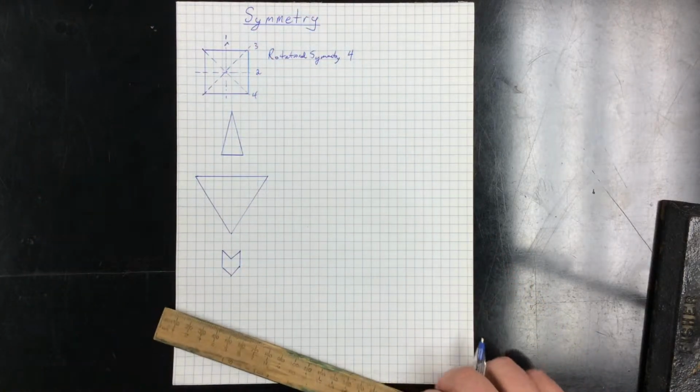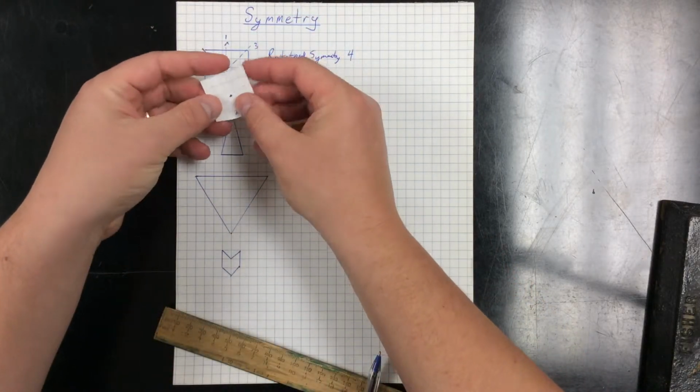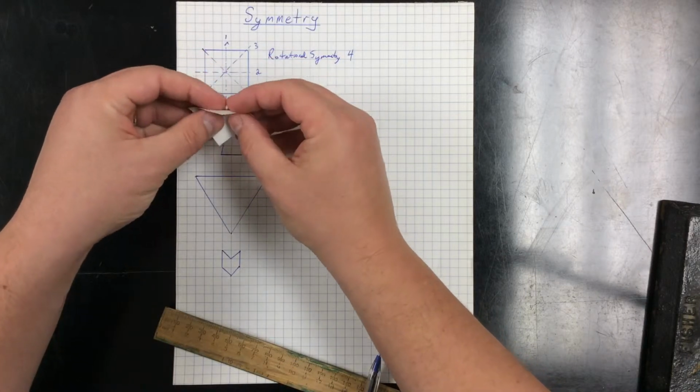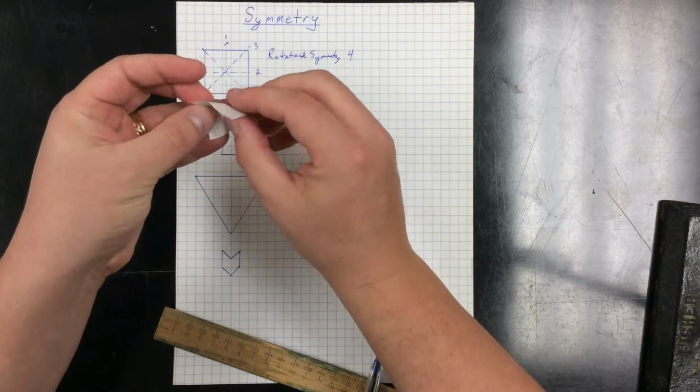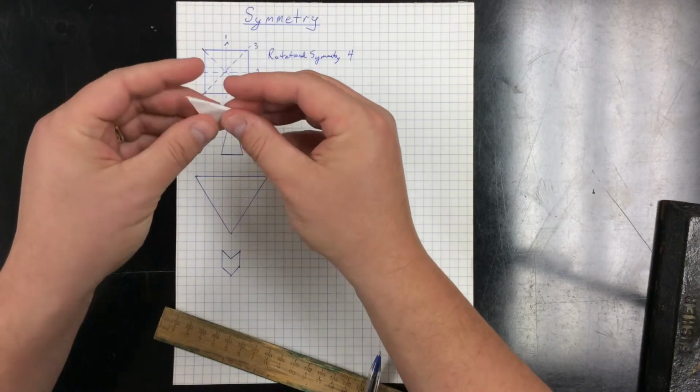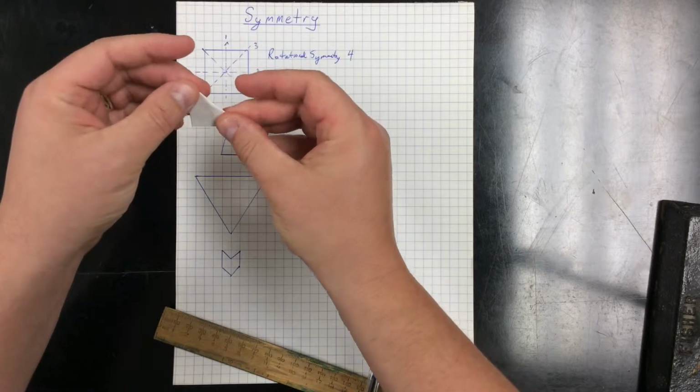Each of these, if we took the original shape and folded it, we would end up with 2 halves that overlap each other. In this case, you end up with 2 triangles.